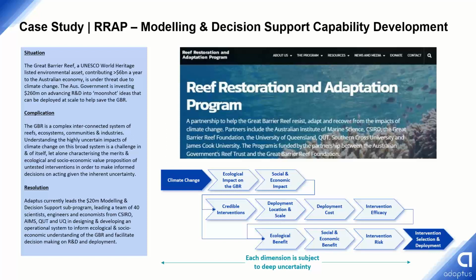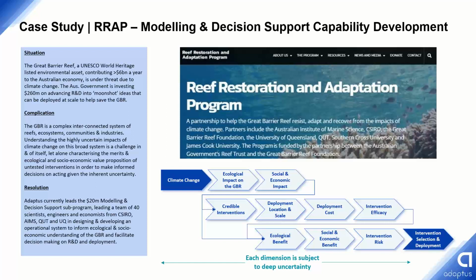So there's obviously the impact of climate change on the reef. That's both in terms of the ecological impact, but the broader social and economic impact of those changes due to climate change. There's then the interventions that the scientists and engineers are coming up with, and those interventions applied at different locations and different scales deliver different outcomes and represent different costs, and have different levels of efficacy. So understanding, modeling and characterizing those.